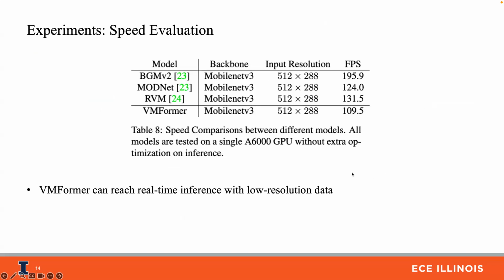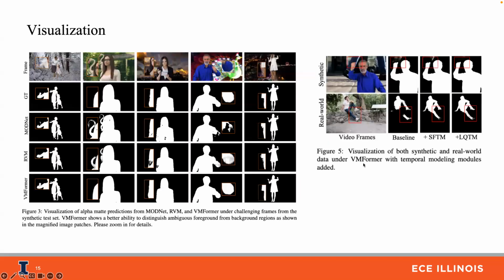We also evaluated the speed of this VMFormer solution, because for the video matting task, many scenarios require real-time inference. We see that VMFormer can reach real-time inference with low resolution data. We also did some visualizations comparing VMFormer with other models, and they show that VMFormer can give good predictions in some challenging scenarios.